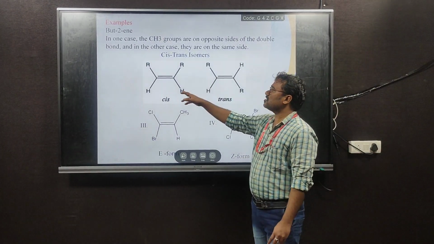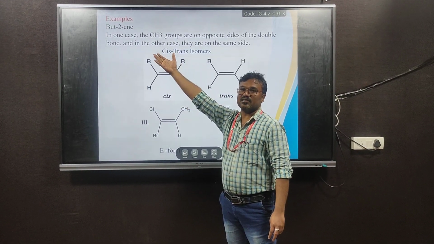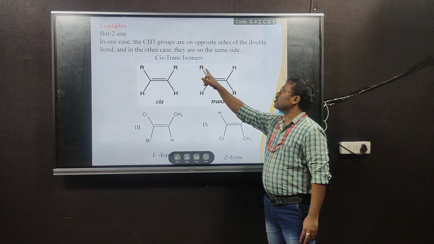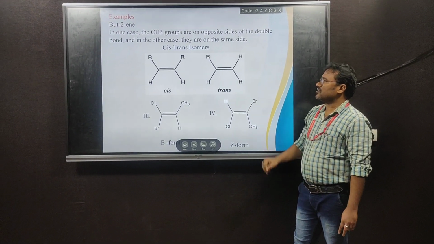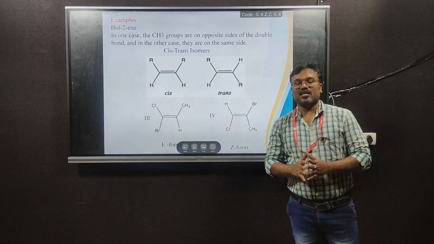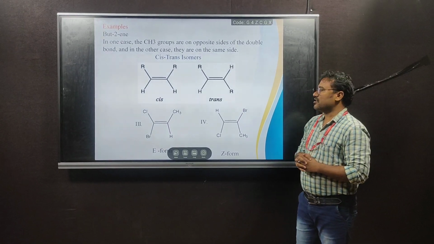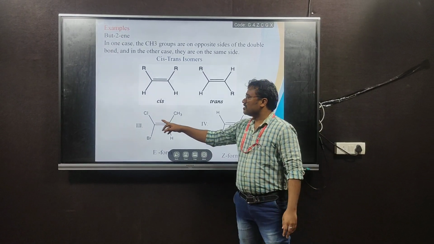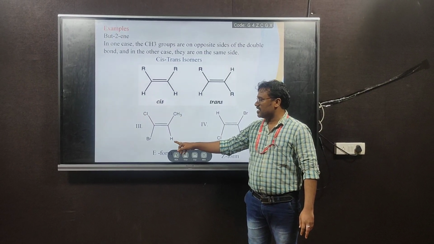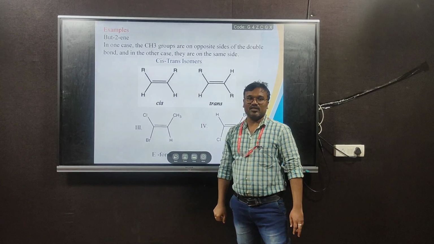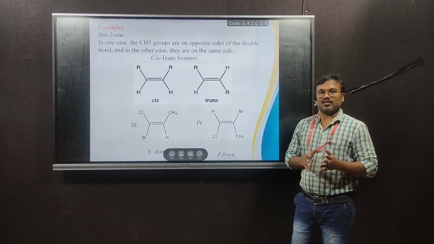So this is also cis and trans. Here the same identical groups are present on the same side, and here the same identical groups are present on the opposite side. That's why this is the trans form. Suppose the same identical groups are not present on the C double bond C carbons, then what do we have to do? You see the structure here. Cl group is present, here CH3 group is present, here H group is present, here bromine group is present, but we can't predict whether it is cis or trans. Then what do we have to do?